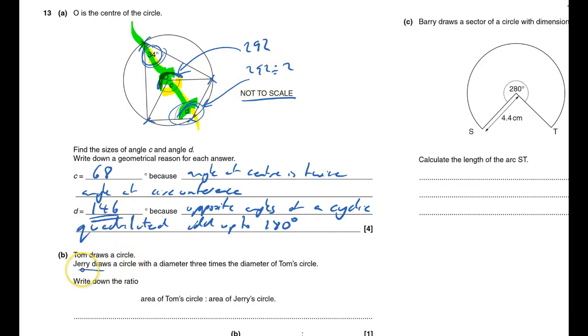Tom draws a circle. And Jerry draws a circle with a diameter 3 times Tom's circle. So Tom's got a small one. Write down the ratio. It's going to be 1 to something, and it's the area, not the length. So length scale factor is 3, the area scale factor is 3 squared, so you want to write down 1 to 9, because 3 squared is 9.